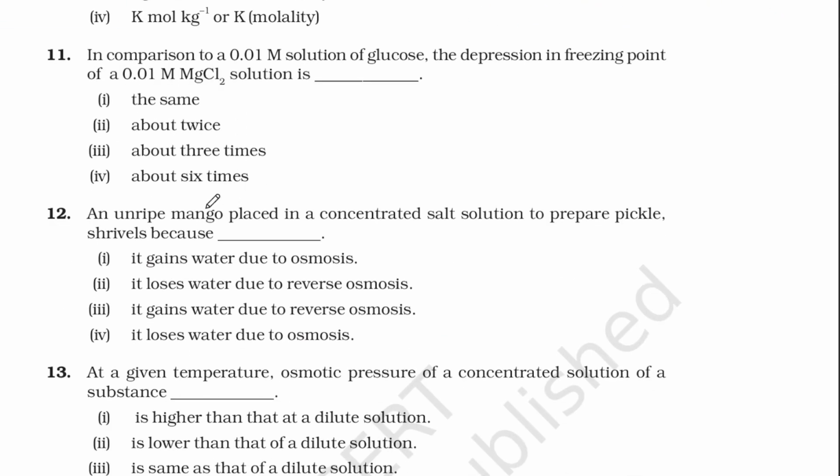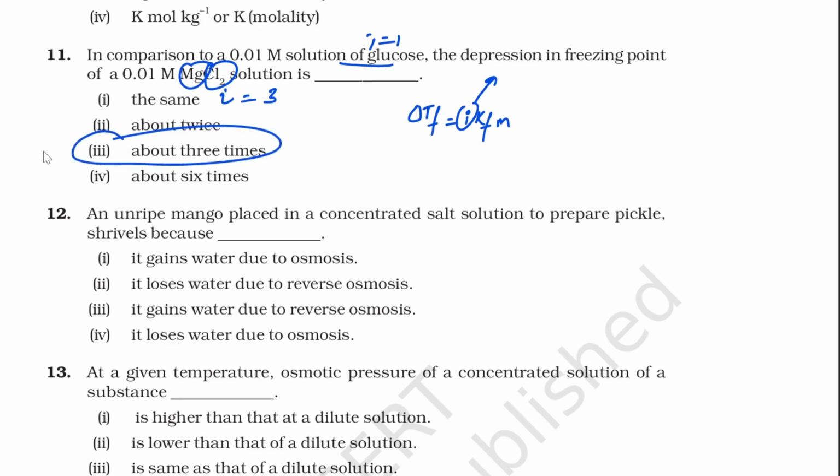Okay, next one. In comparison to a 0.01 molar solution of glucose, the depression in freezing point, इसका क्या होगा? Same, twice, 3 times. Oh, this is easy. You don't have to put too much effort into this, because again, this is an i idea, right? Delta TF is equal to i times KF times m. Higher the value of i, higher the depression in freezing point. In this case, i is equal to 1. In this case, i is not equal to 1. What is i going to be? 2 chlorine, 1 magnesium. So i is 3. It's going to be 3 times. Simple enough? Yeah? Alright, next one.